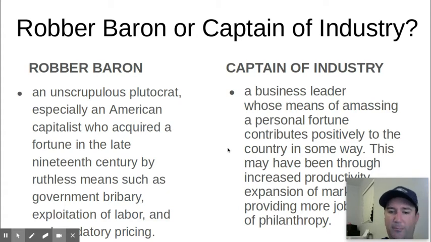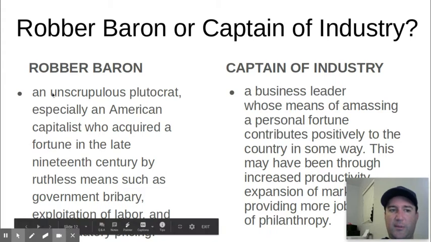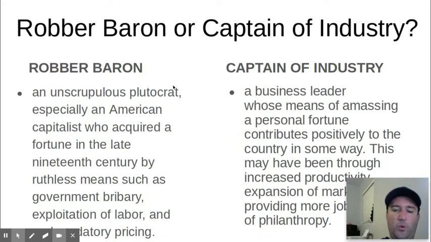Partaking in things like government bribery, exploiting laborers and paying them very low wages in very unsafe conditions, and the use of predatory pricing to drive out your business competition, things like that. That's what's known as a robber baron. The term comes from Germany, where you had these barons who were the lords of the land, who would charge people extraordinary amounts of money to travel through their lands so that they could amass their wealth. So that's where the term comes from.